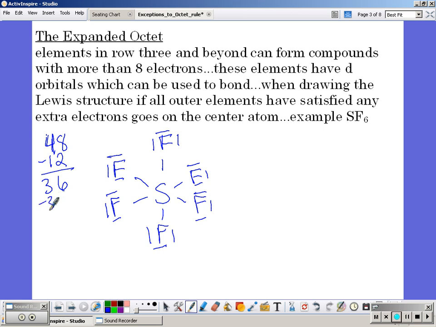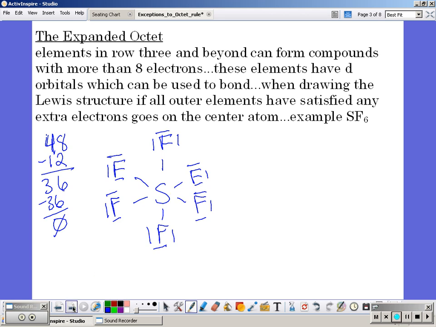So this sulfur doesn't have a lone set of electrons, but it is sharing more than 8. So it has an expanded octet. And the reason sulfur can do that is because sulfur has 3d orbitals, even though it's not using the 3d orbitals when it's by itself.